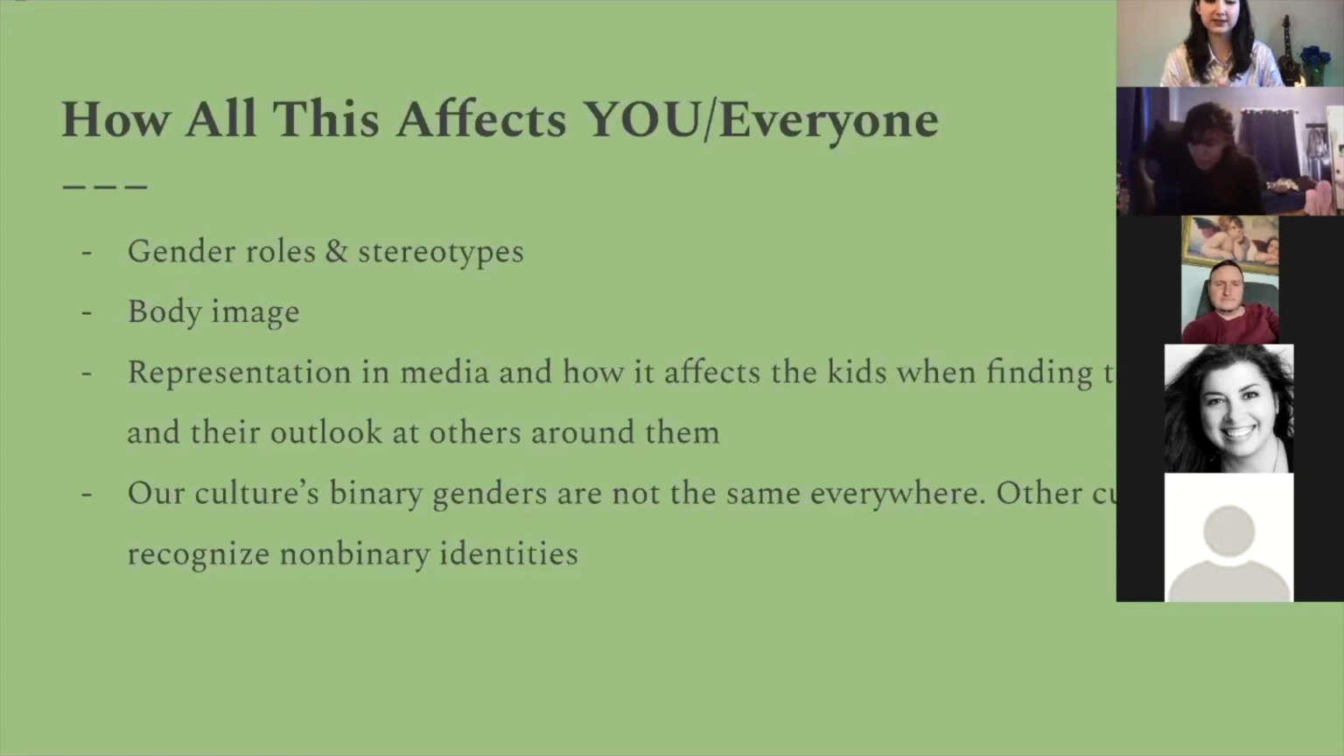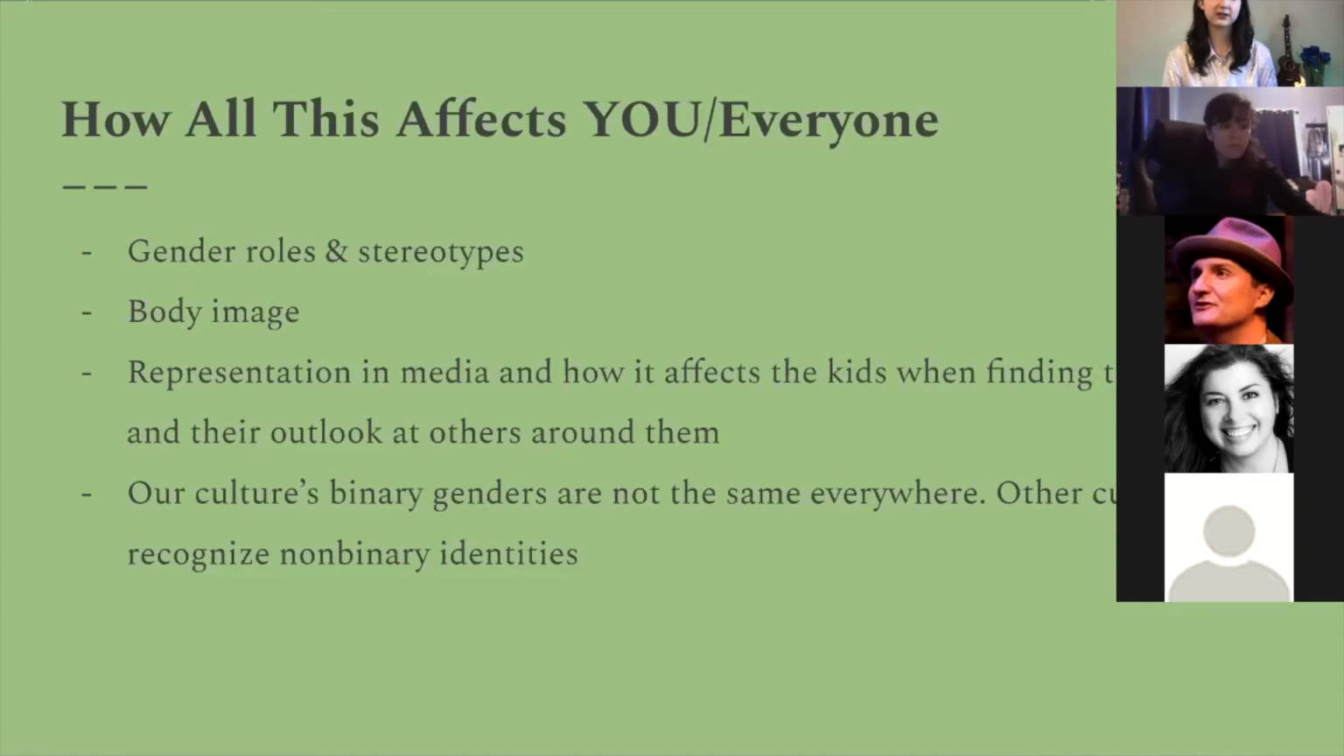But if we don't see representation of that, then kids growing up, they don't see themselves, so they are more likely to think, oh, something's wrong with me, which can get very negative very quickly. And maybe it'll lead to them taking longer to come out or longer to face their identity and just have some negative mental health with that, because they don't understand themselves yet and there's nowhere for them to look.